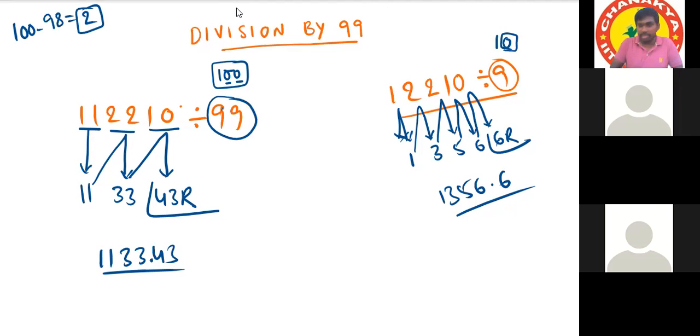Okay, we'll do that exercise also. If you are clear with this, we'll go to the exercise. So this is clear, sir. Simple. Same as the 9 division only, but here we have to drop pairs of digits. So that's all.